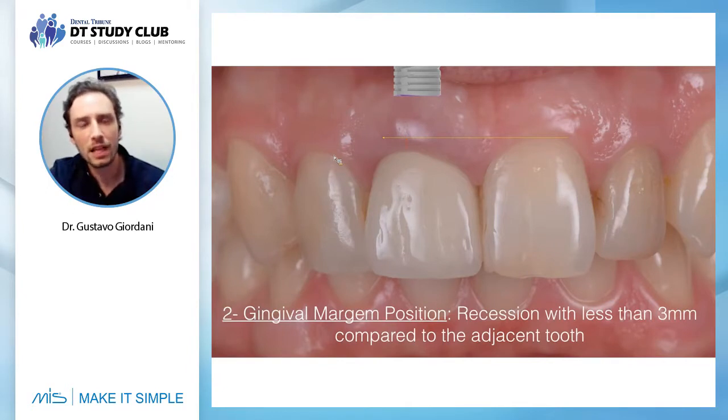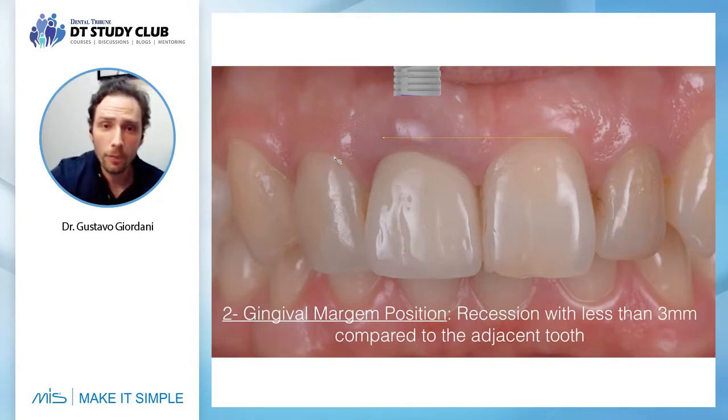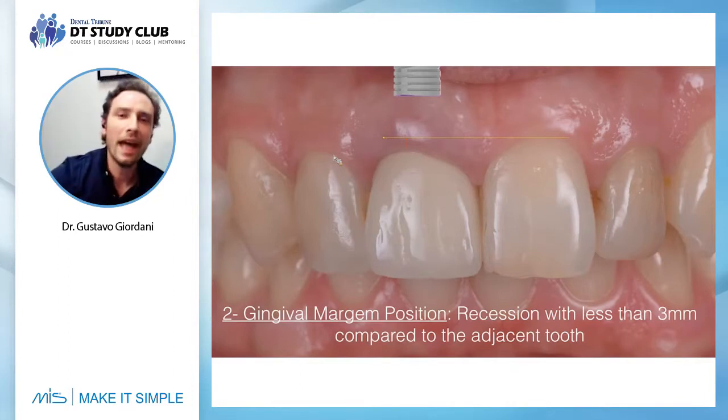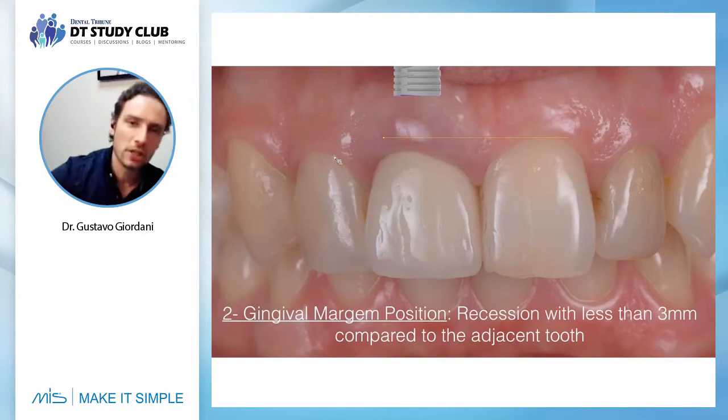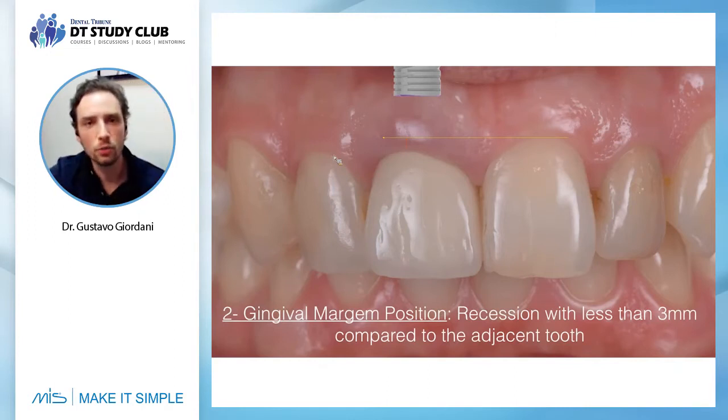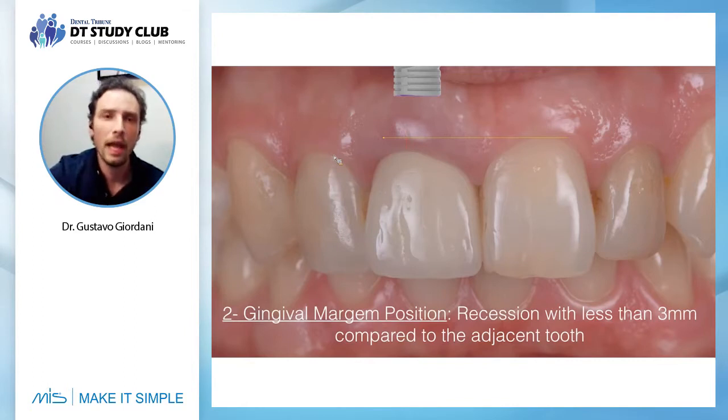Because if I have a recession with more than 3 to 4 millimeters, I will have an aesthetic risk. So if I have a recession of more than 3 to 4 millimeters, I prefer to go for the extraction, socket preservation with bone filling with a biomaterial and a connective tissue graft. So I'm going to have a better situation after 4 to 6 months, and then I place a delayed implant.